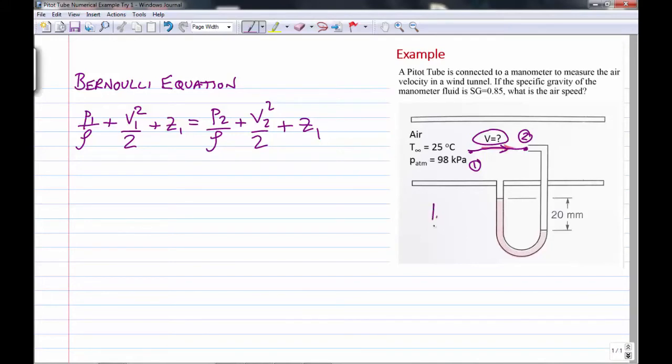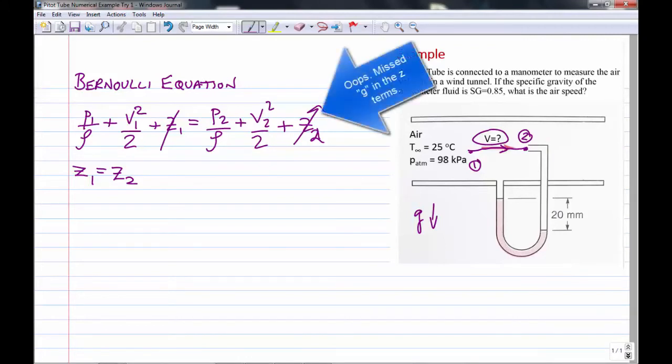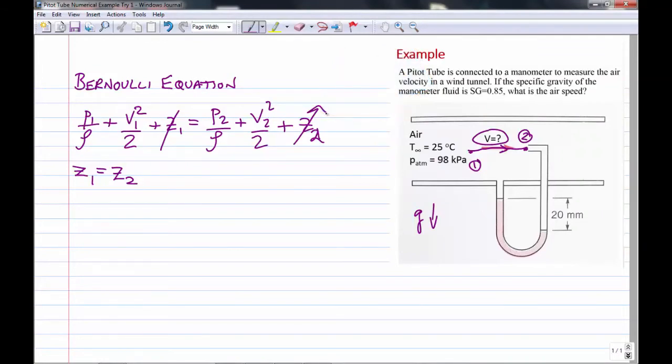Now we can see, of course, this is a manometer, so you can tell that gravity must be acting in this direction. So Z1 equals Z2. There's no significant change in the elevation, so we can cancel Z1 and Z2. And as we discussed in some detail, a pitot tube works by the flow stagnating, coming to a complete stop at point 2. So all of the kinetic energy at point 1 is converted into pressure energy, and so V2 equals 0 because we have stagnation. So we can cross out that term.